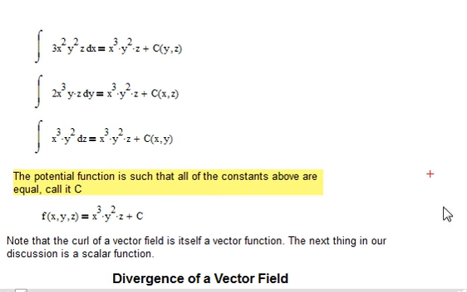So, note the curl of a vector field is itself a vector field. I think I mentioned that. So you can find the curl of F. And you could, for that matter, find the curl of the curl of the curl of the curl of the curl of the curl of F. But it sure would be curly.